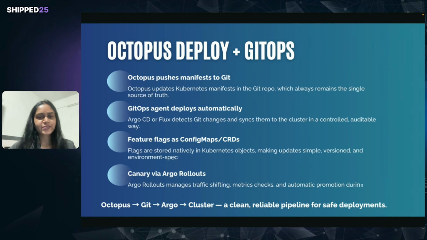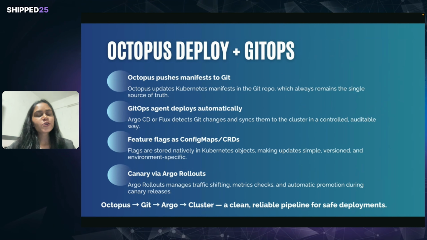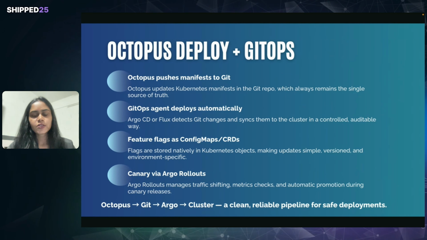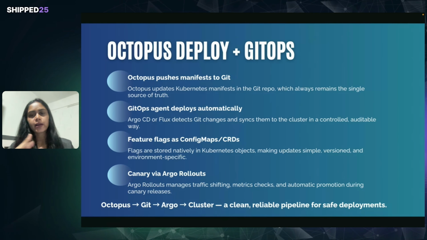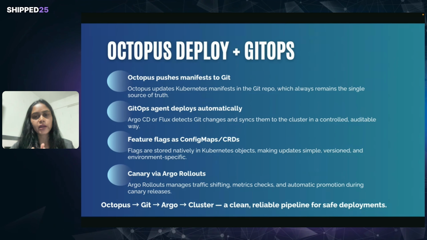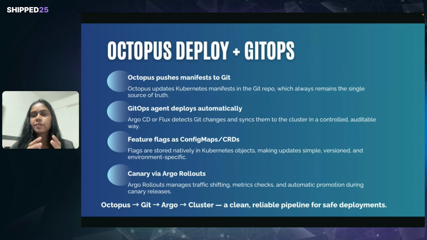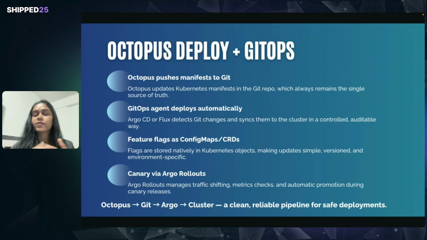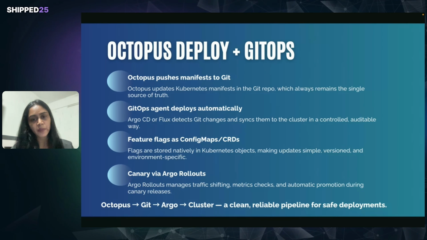I do have less time, so I'm just going to quickly wind up. So we do have this slide of Octopus Deploy plus GitOps here. Instead of deploying directly into Kubernetes or any platform where you're hosting things, Octopus is going to update the Kubernetes manifests which are stored inside Git. This basically means that your Git is going to remain the single source of truth, and everything is going to change in a very versioned, reviewed and auditable manner.